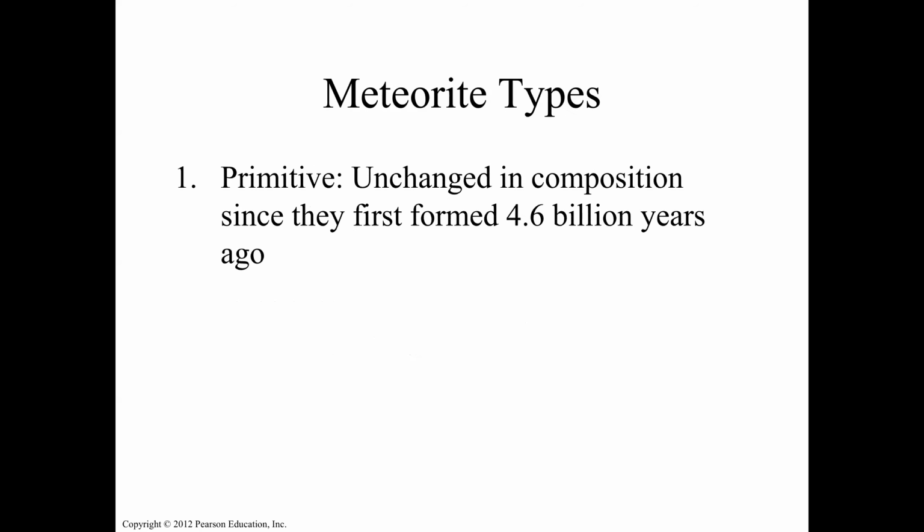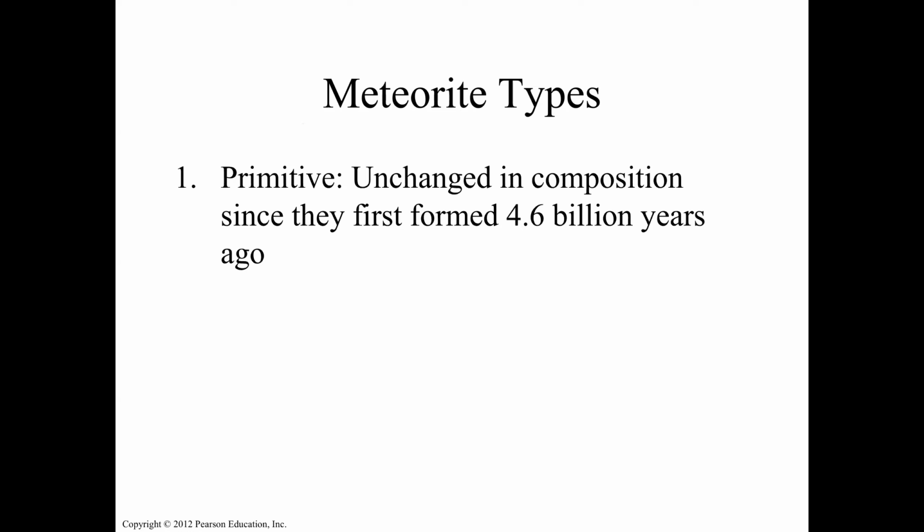So we have two different meteorite types. Again, these meteorite types are the ones that are actually on the ground and survived their trip through the atmosphere to come to Earth. The first one is primitive. As the name suggests, they are unchanged in composition since they formed 4.6 billion years ago. Again, these are as old as the planet formations. They are as old as the solar system.